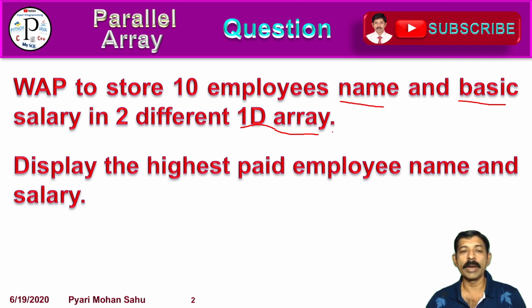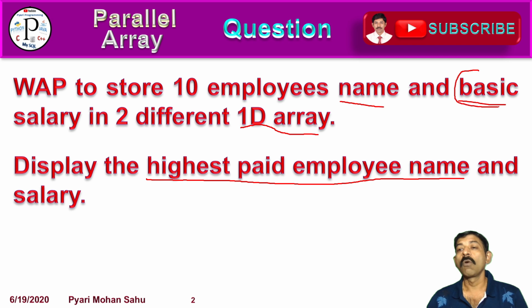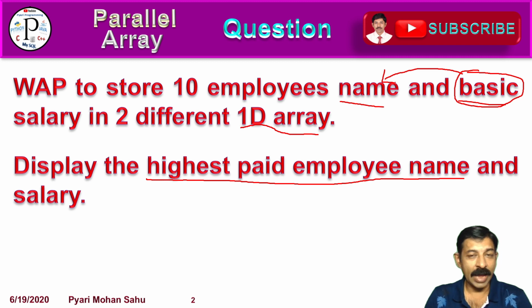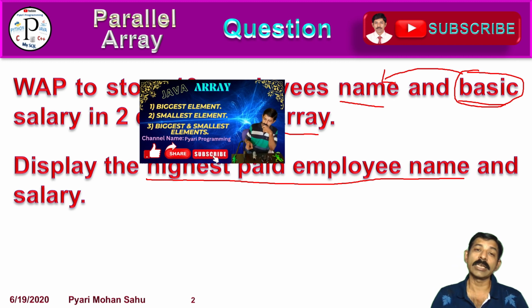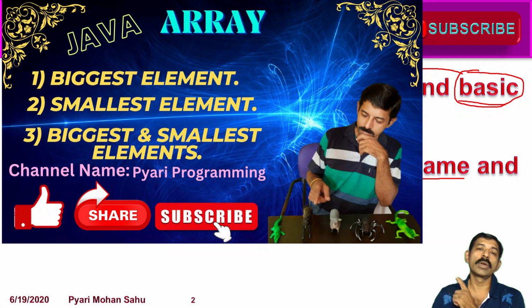What do I need to find out? I need to find out the highest paid employee name. That means how to get the highest paid employee from this basic salary. But what I want to display? I want to display the name. But here the question arises that I will make the operation on an array called basic salary, but I will display the result from another array called name. How to do this? Already we have done how to find out the highest paid salary employee information. If you have not seen, just check this video to get the detailed idea regarding this particular question.